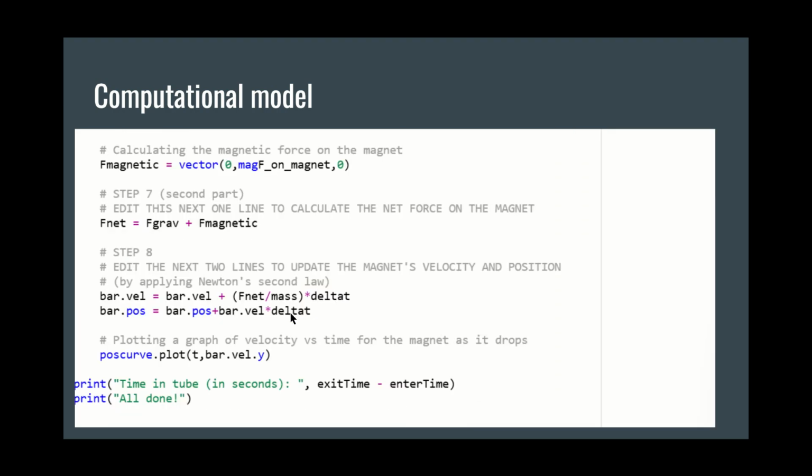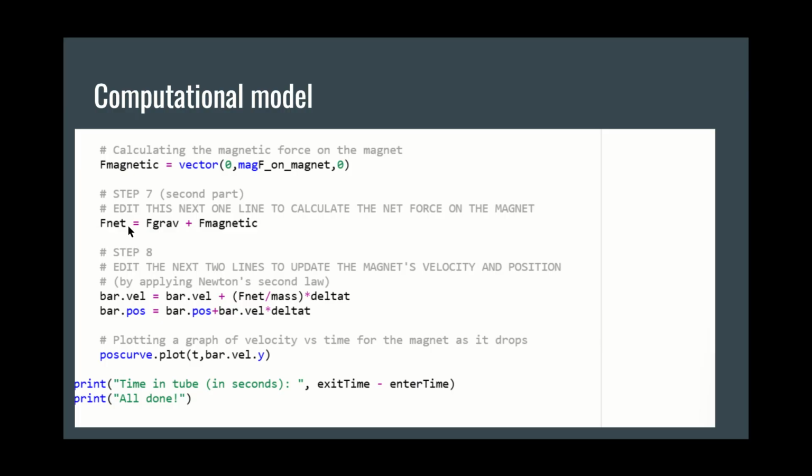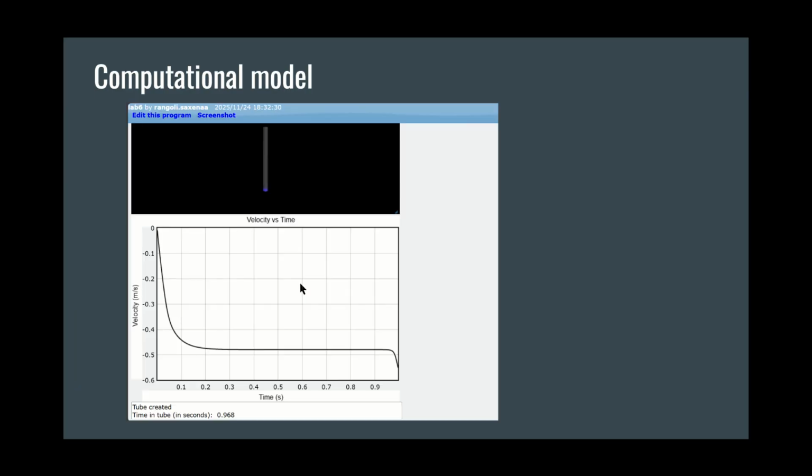To calculate the magnetic force, all we had to do is use this code that we had calculated previously. We then know that F net is equal to the force of gravity plus the force of the magnetic field. We then have the bar velocity, which we add in order to make sure it's updating as it travels down the tube, as well as position, which will also be updating as it travels down the tube. That is the math we did in order to eventually get this graph. It shows how the velocity increases, it hits terminal velocity around here, and then we catch it.